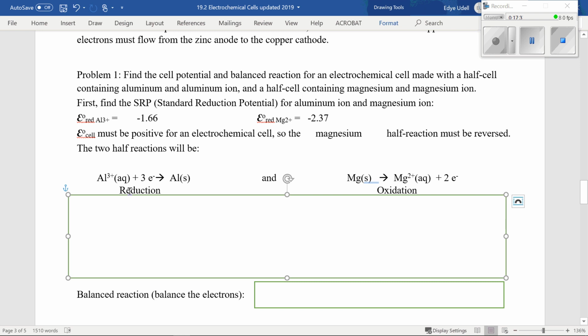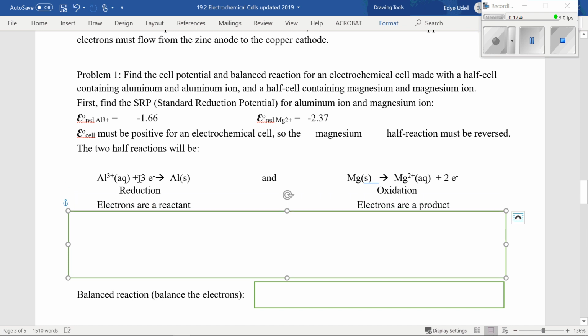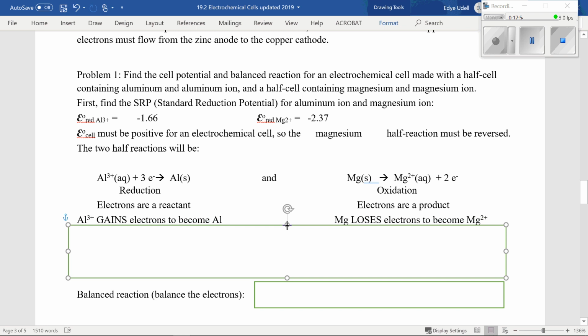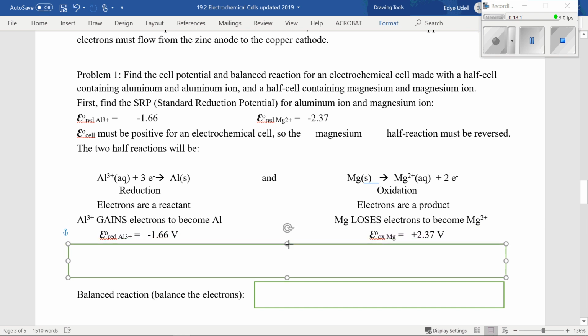Now, you're going to identify what's going on each side, and I'm going to open this up in a moment. So reduction is where electrons are a reactant. Oxidation, electrons are a product. Al3+ is gaining electrons because electrons are a reactant to become aluminum. Magnesium loses electrons because electrons are a product. Gaining electrons is reduction. Losing electrons is oxidation. Oxidation occurs at the anode. Reduction occurs at the cathode.